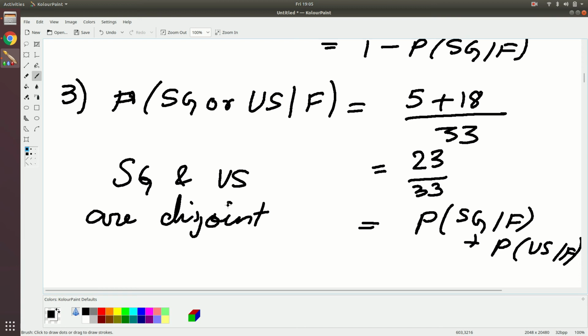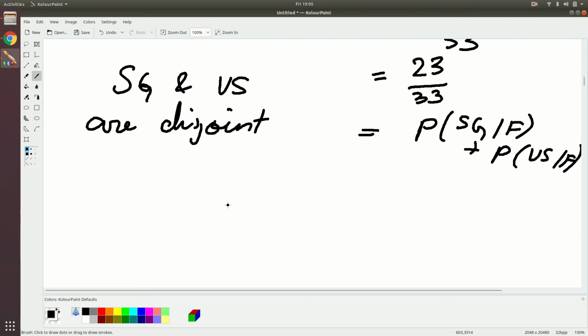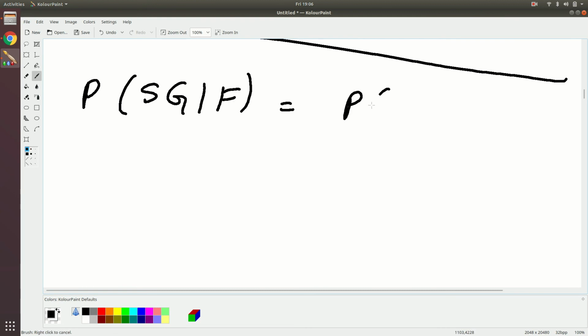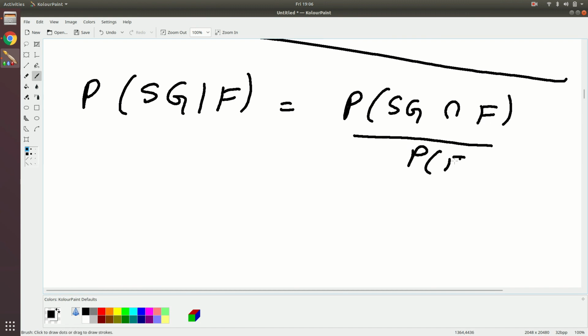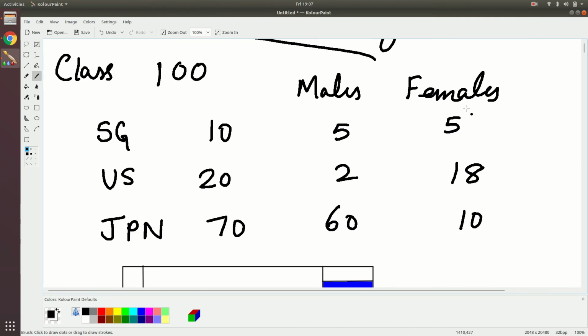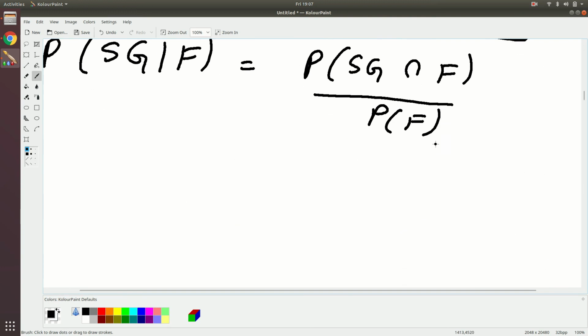Now these three laws are like your usual laws of probability. What was the usual notation that you would have seen? There is another way to compute this P of SG given F, which is basically to look at this ratio. So what is this formula saying? You look at the class in total, and what is the chance that you pick a Singaporean and female. There are 100 students, and the chance that you pick a Singaporean female is 5 out of 100.